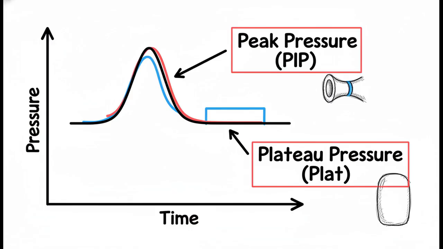Think of it this way. Peak pressure is the total effort it takes to push air down a pipe and inflate a balloon at the end of it. It includes both resistance and compliance. But the plateau pressure, which we measure during a brief inspiratory pause when there's no gas flow, is just the pressure inside the inflated balloon. It isolates the compliance component and gives us a much better reflection of the true pressure being exerted on the alveoli, which is our best indicator for the risk of lung injury.